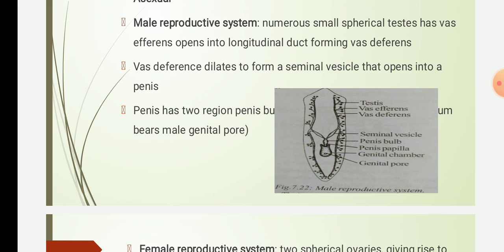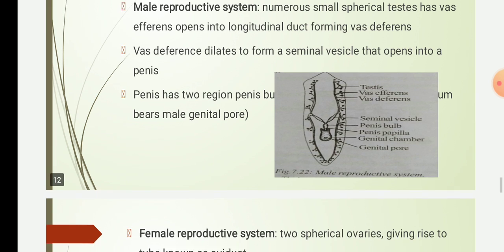That has a male genital pore. And this genital atrium continues with the common genital chamber, which also receives the female genital chamber, that is called the genital pore. Okay. Then comes the female reproductive system.